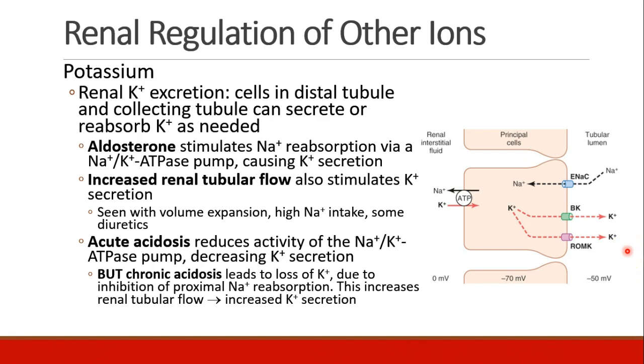What are the main things you need to know here? You need to know, of course, that aldosterone makes us save sodium and pee potassium. We need to know that acute acidosis could decrease your potassium losses, but chronic acidosis will increase your potassium losses.